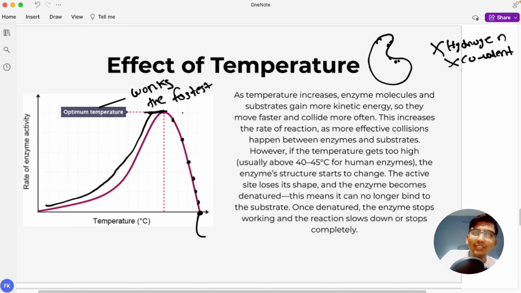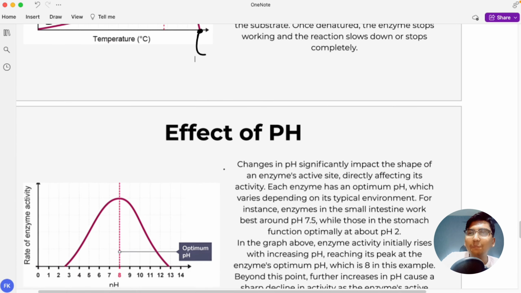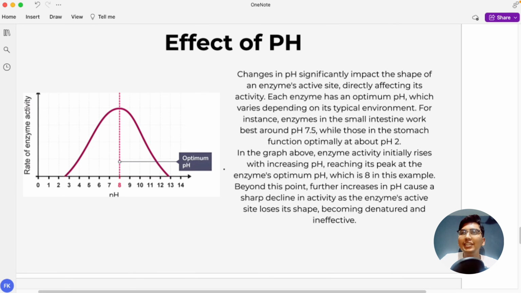As you can see, after the optimum temperature, as the temperature increases, I'm summarizing it, the enzyme slowly starts to lose its active site, so fewer substrates could bind to it, right? As a result, the rate of reaction starts to decrease. The same concept actually applies to the effect of pH. As you can see, a change in pH significantly impacts the shape of an enzyme active site.